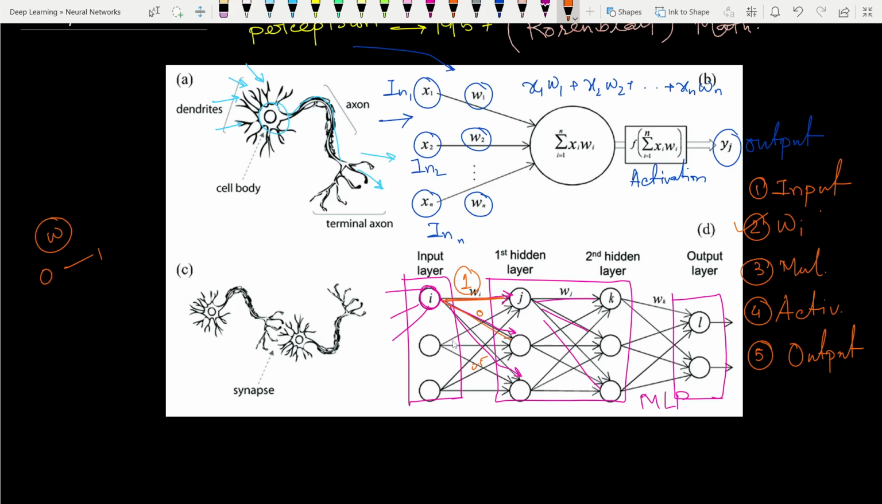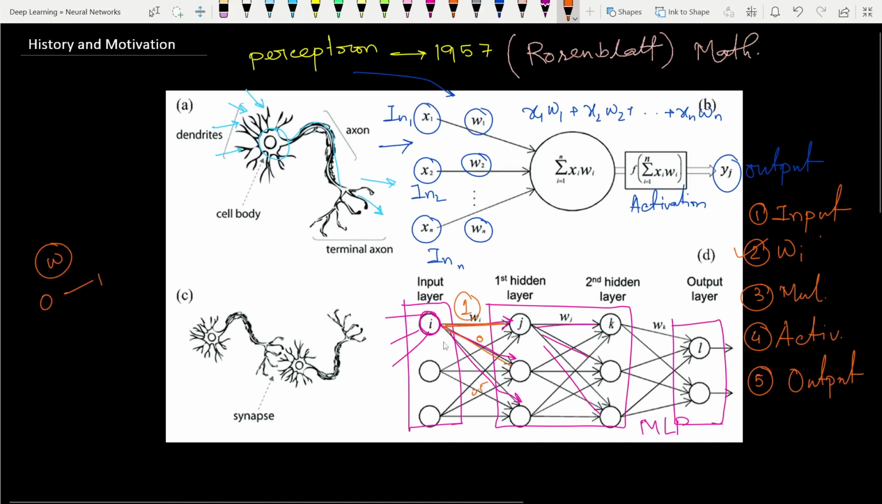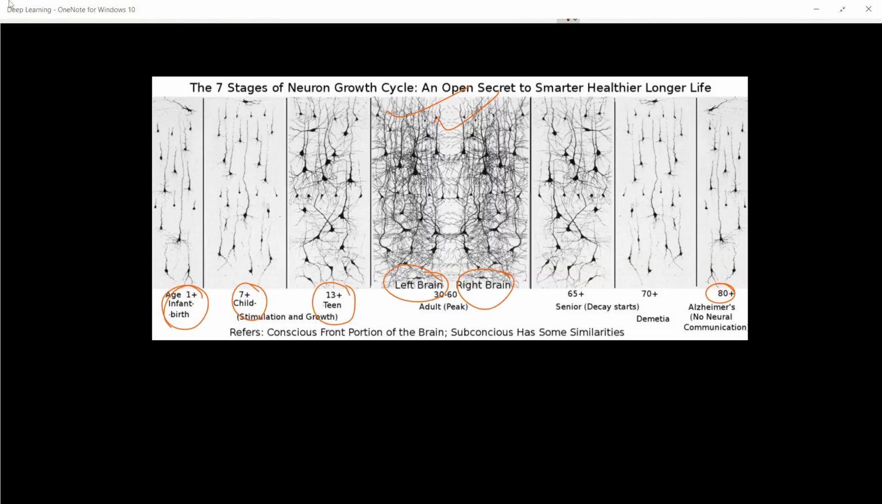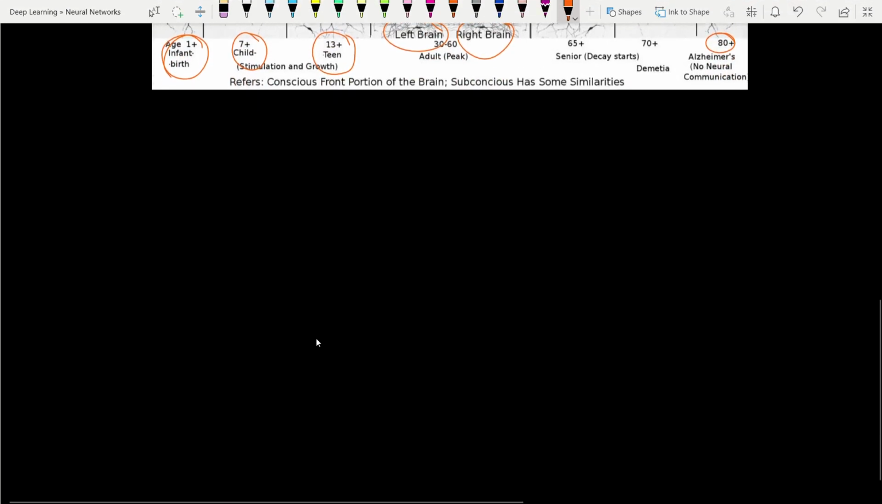Okay, I think you will understand a little about how these things come into the picture and what the related things are, from the human structure to the artificial neurons. This is the simple motivation that I'm talking about. Now let's come to the history part.